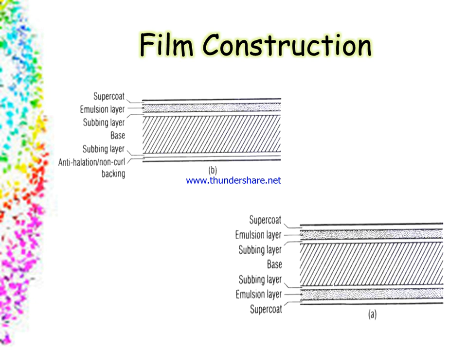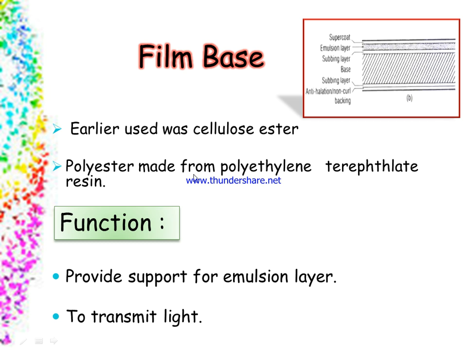The film construction is like this: these are the super coat layer, the emulsion layer, the subbing layer, the base, and again a subbing layer, emulsion layer, and super coat. And in this image, there is the super coat layer, emulsion layer, subbing layer, base, subbing layer, and this one is the anti-halation non-curl backing. So this is the film construction.